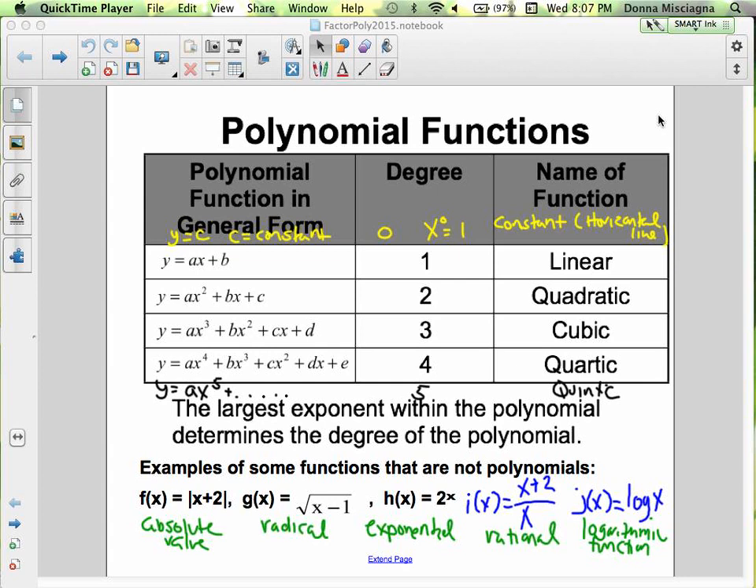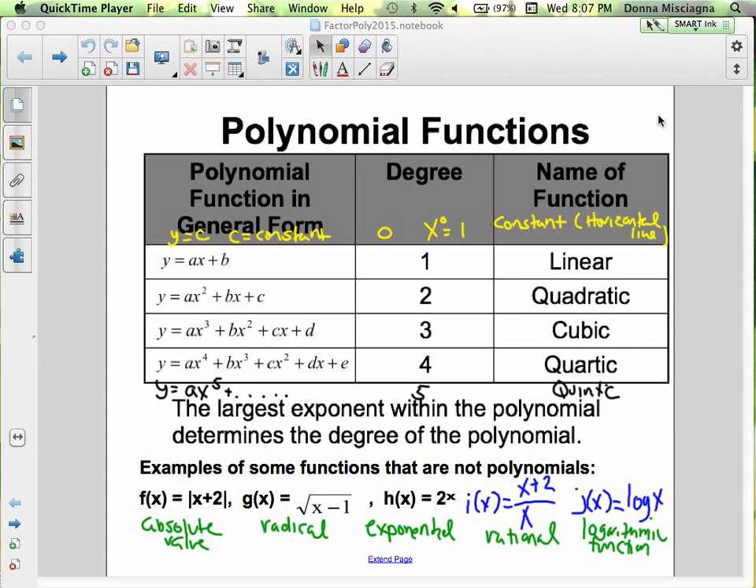Here are some examples of functions that are not polynomials. f of x equals the absolute value of x plus 2. That's an absolute value function. g of x equals the square root of x minus 1. That's a radical function. h of x equals 2 to the x, which is exponential. i of x equals x plus 2 divided by x. That's rational. j of x equals log x.